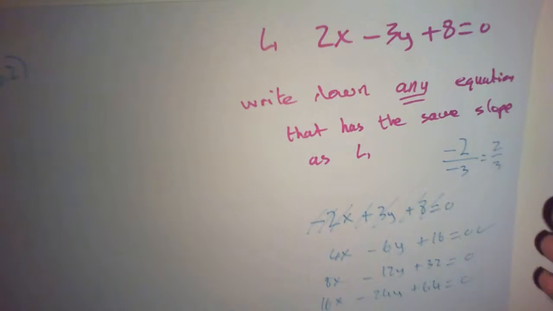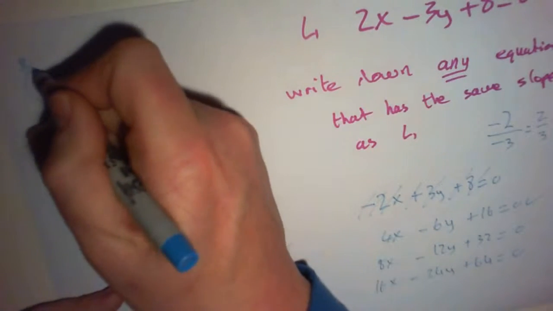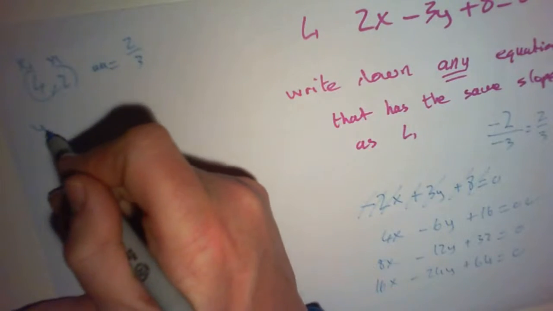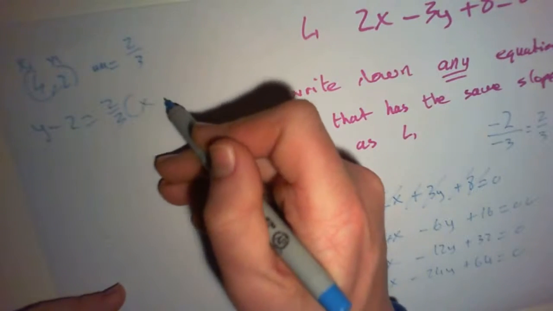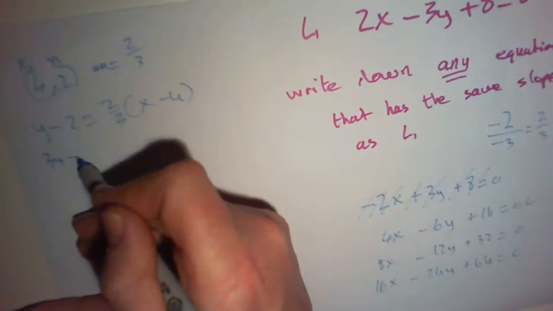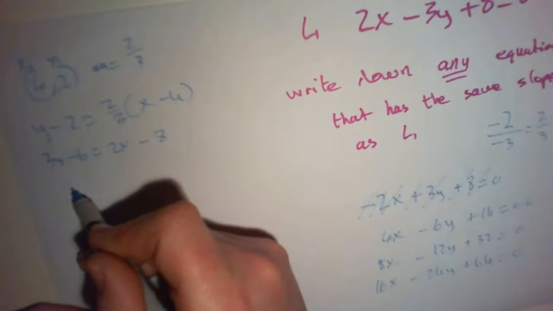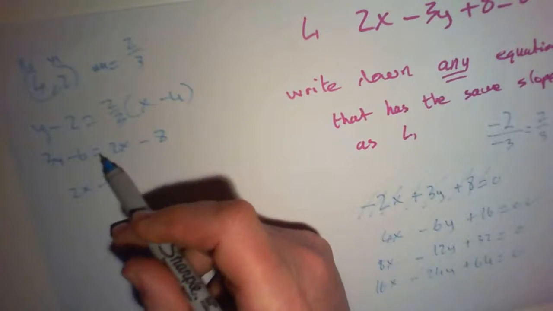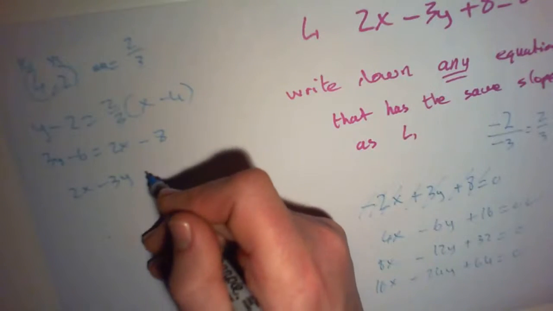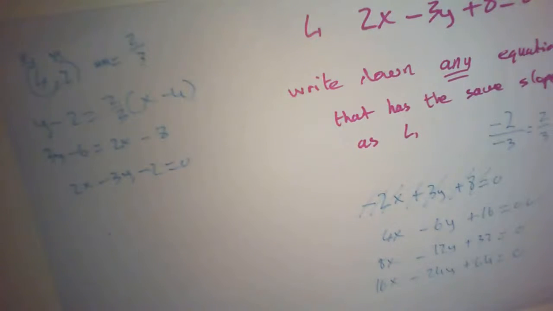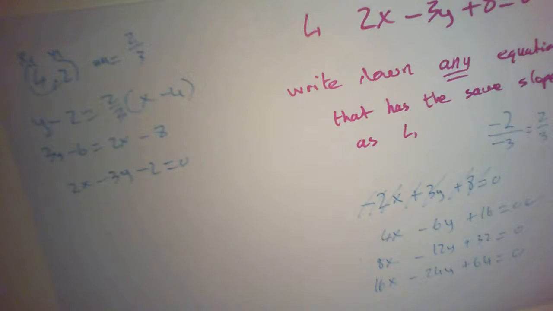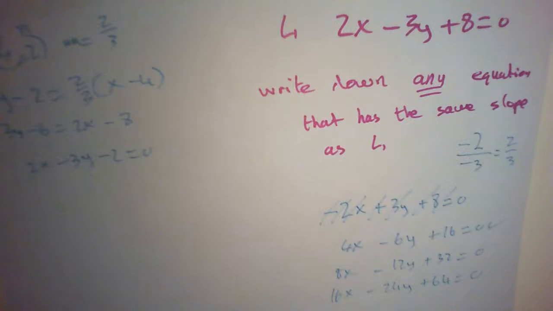You could sub them in, or you could just go, that's x1, y1, and 2 over 3 is the slope. So y minus 2 is equal to 2 over 3 on x minus 4. 3y minus 6 is equal to 2x minus 8. So 2x minus 3y minus 2 equals 0. That one works. There's another one. It's the same thing, but I've just changed the constant. So there's just another example of it working.